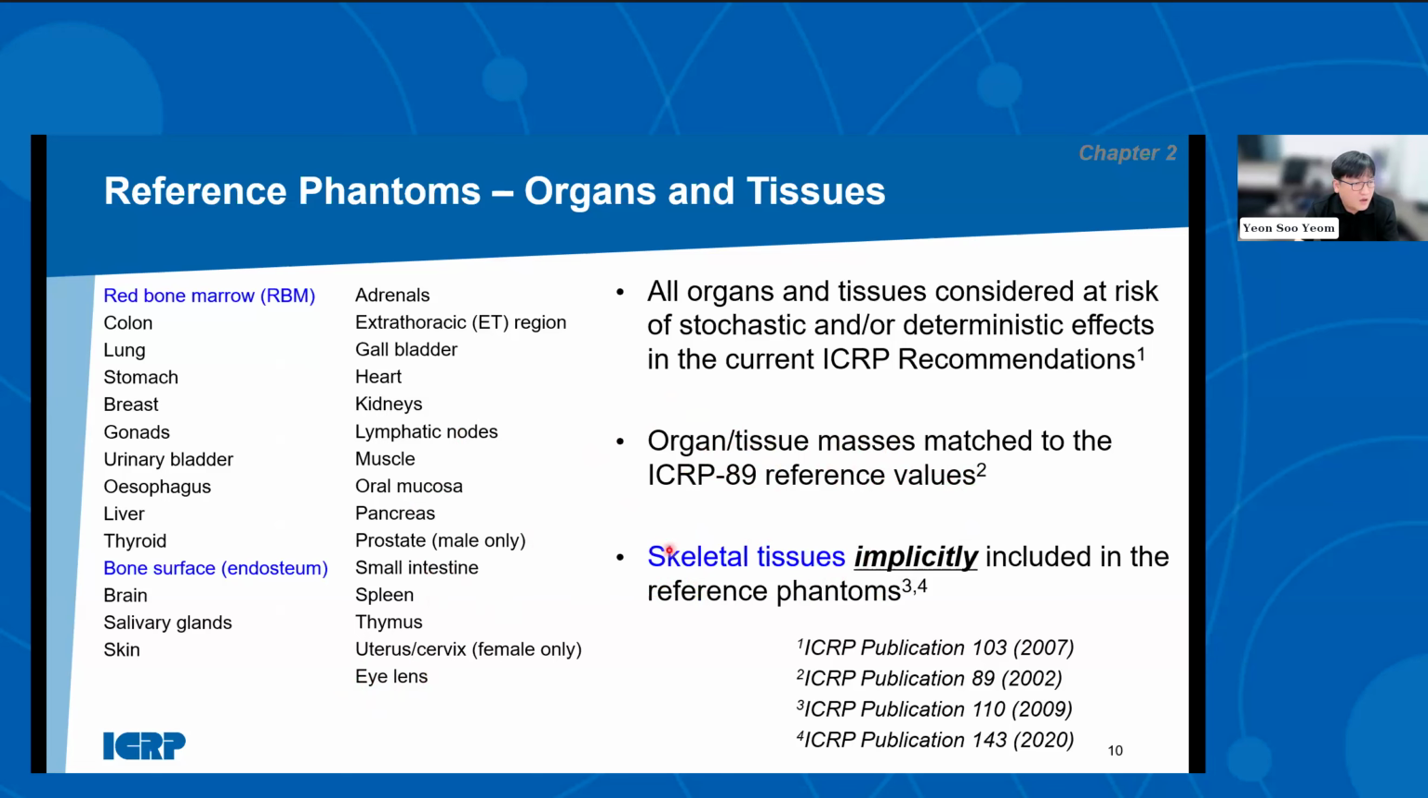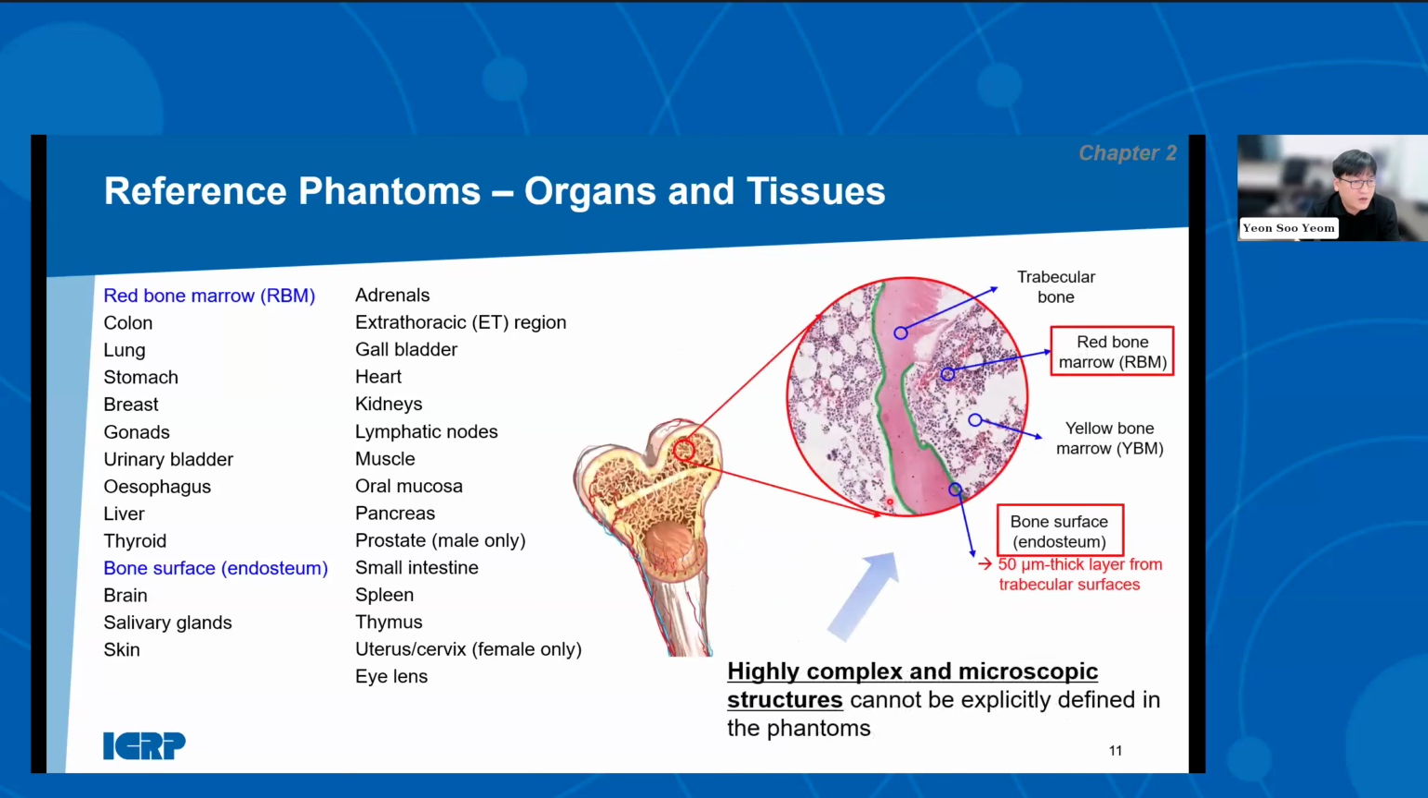It should be noted that only skeletal tissues, the red bone marrow and the bone surface, are not explicitly modeled, but implicitly considered in the reference phantom. I know this skeletal issue is a little bit complicated to understand, but it is technically important to understand how skeletal tissues are considered in the reference phantom. So I will explain it a little bit more. As you can see in this picture, the red bone marrow and the bone surface are distributed within the skeleton as a highly complex and microscopic structure. So it is easy to imagine that such complex and microscopic skeletal tissues are hardly identified from the original CT images used for phantom construction. So it was technically impossible to exactly define this skeletal tissue in the phantom.